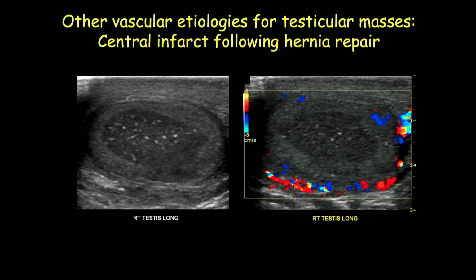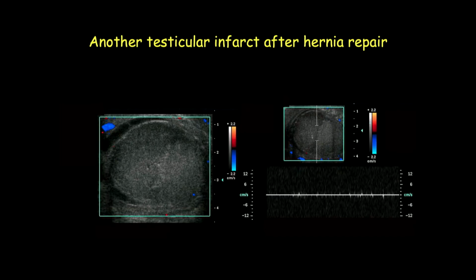This was billed to us as microlithiasis and a testicular tumor, and good for the outside docs. Lesions in the testicle are malignant till proven otherwise. But with the history there, this was just an infarct in the center of the testicle following hernia repair. Here's another one. Look at how big our sample gate is right there. No blood flow. This is a testicular infarct following hernia repair.